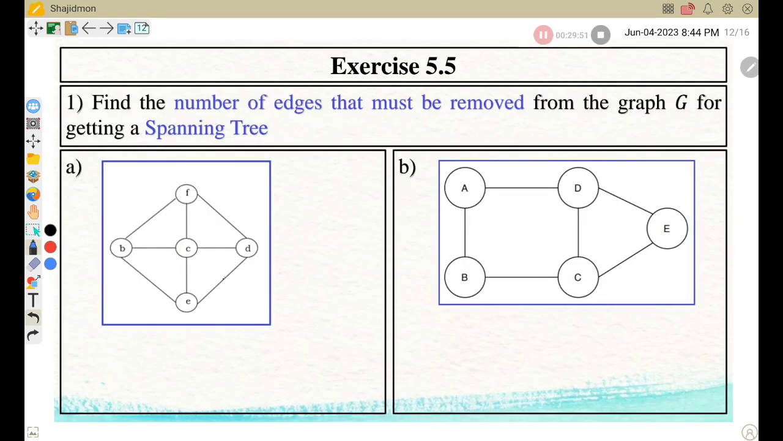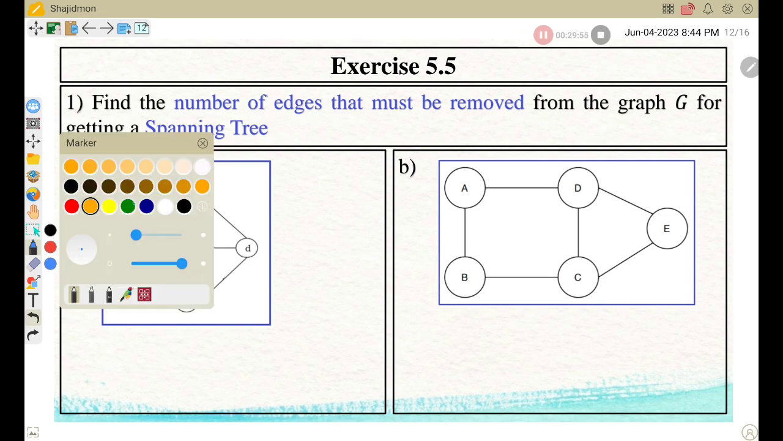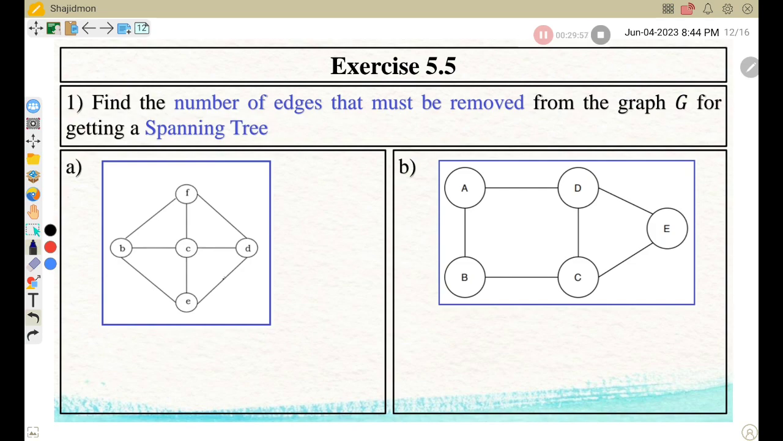Okay, now let me go to the exercise questions one by one. So we will solve here exercise 5.5, first question, question number 1. Question number 1, be careful, it's important. Find the number of edges that must be removed from the graph G for getting a spanning tree.